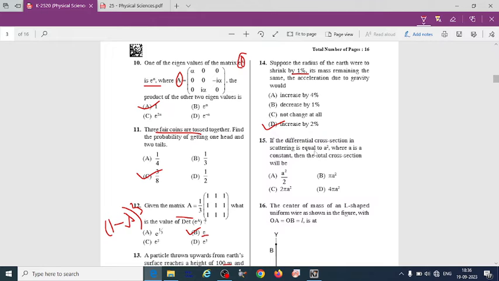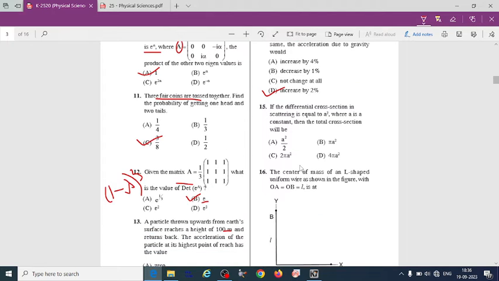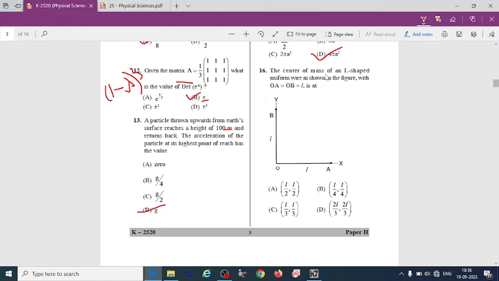If the differential cross section in scattering is equal to a square, where a is a constant, then the total cross section will be option D, 4 pi a square. The center of mass of an L-shaped uniform wire as shown in the figure, with OA equal to L and OB equal to L, is at... so the 16th one will be option B.